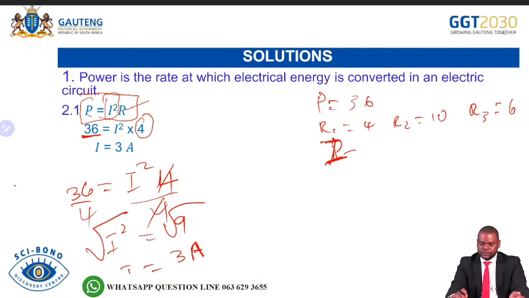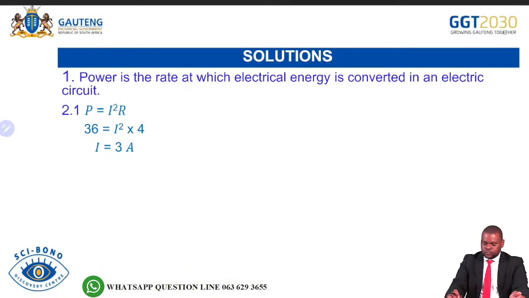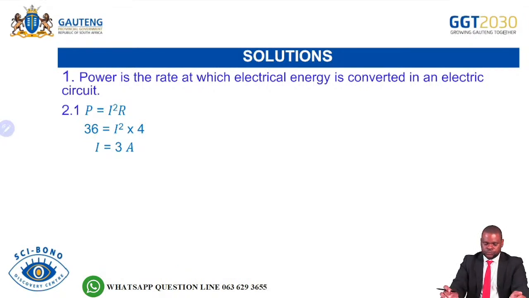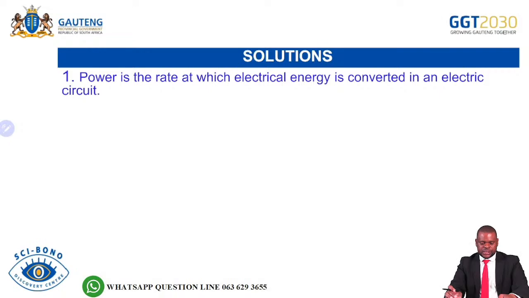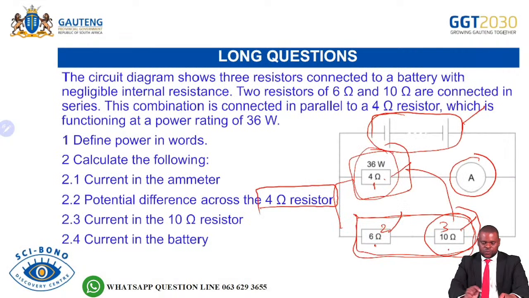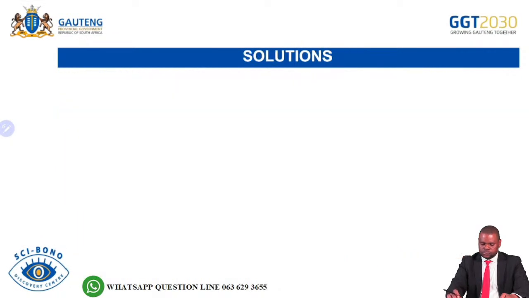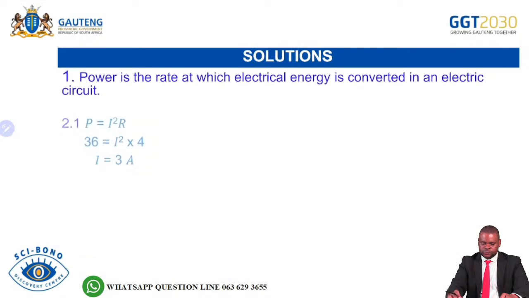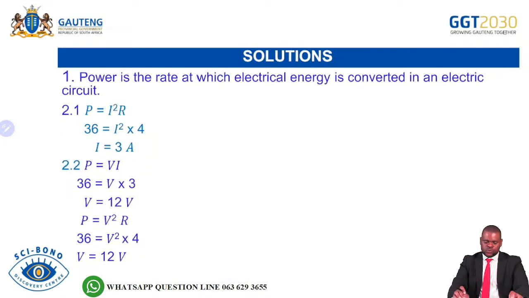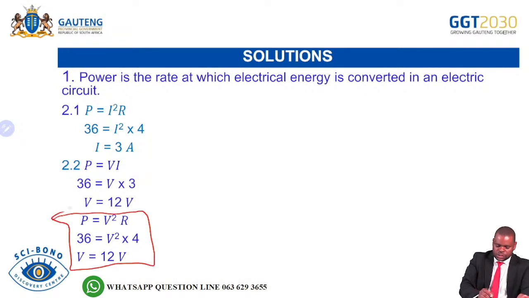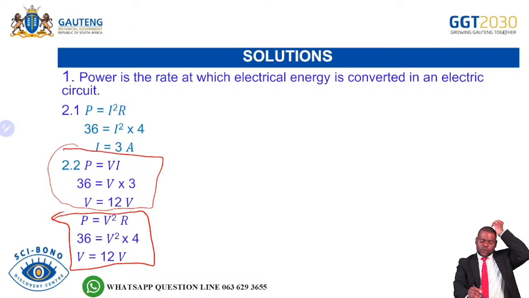Okay. Let's continue. The second question says, calculate the potential difference across 4 ohm. This is what we have. You can see here, we have 2 methods in which you can calculate the answer. And both of those methods give us the same answer.